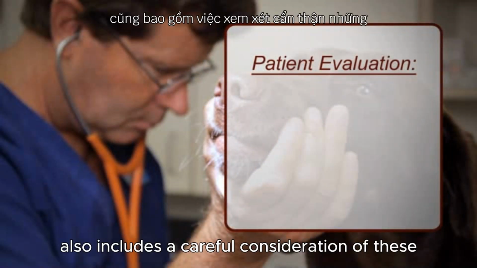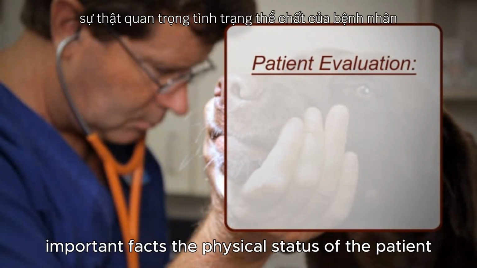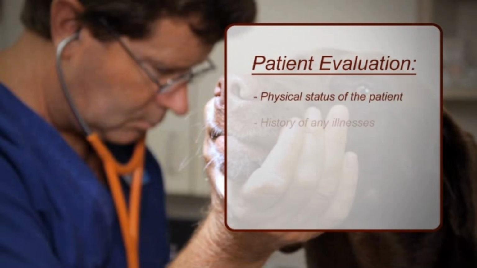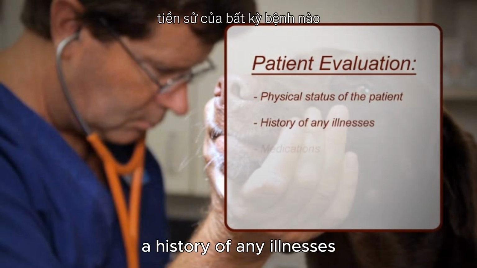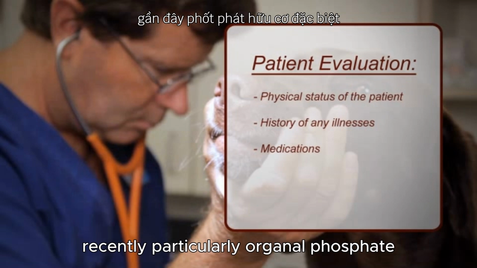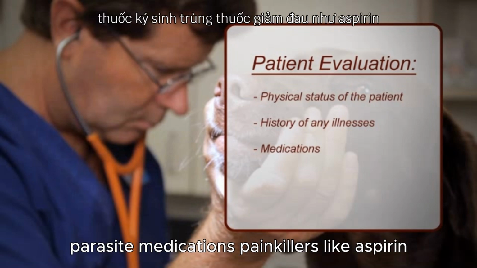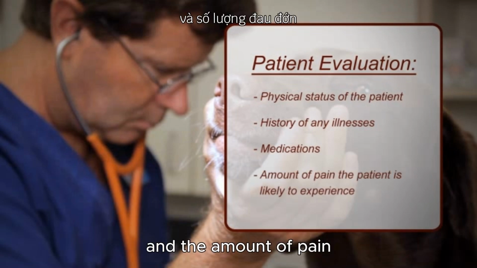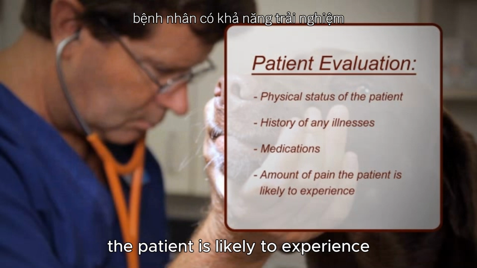Patient evaluation also includes a careful consideration of these important facts: the physical status of the patient. In other words, is the patient currently ill? A history of any illnesses, any medications that the patient has been given recently, particularly organophosphate parasite medications, painkillers like aspirin, cardiac or behavior-modifying drugs, and the amount of pain the patient is likely to experience as a result of the surgery.